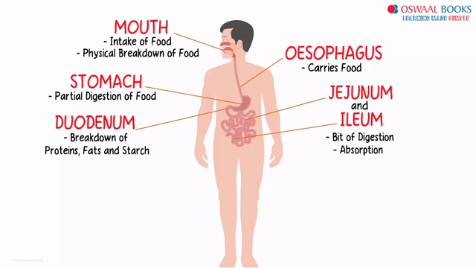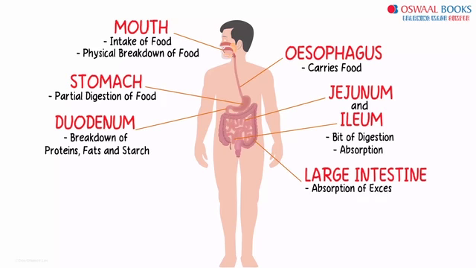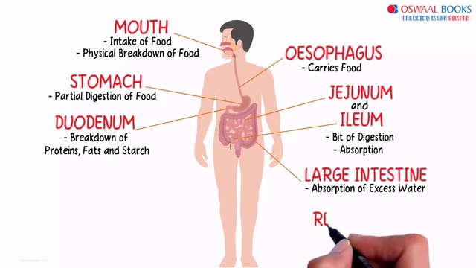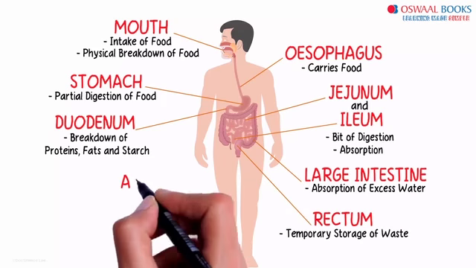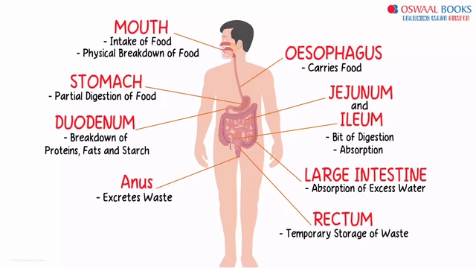And all the undigested waste, along with water, is sent to the large intestine. Here, water is absorbed and the remaining indigestible matter is stored in the rectum, waiting to be passed out of the anus. This was a short summary of how digestion takes place in the human body.